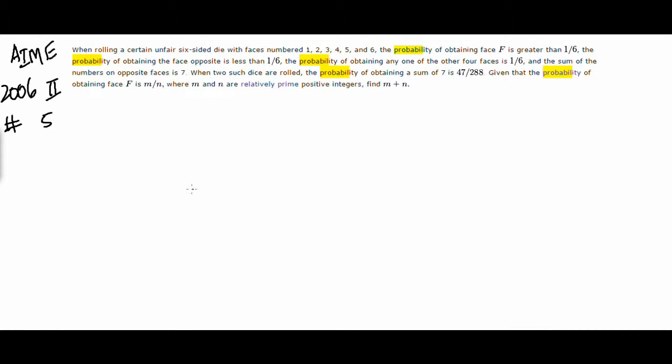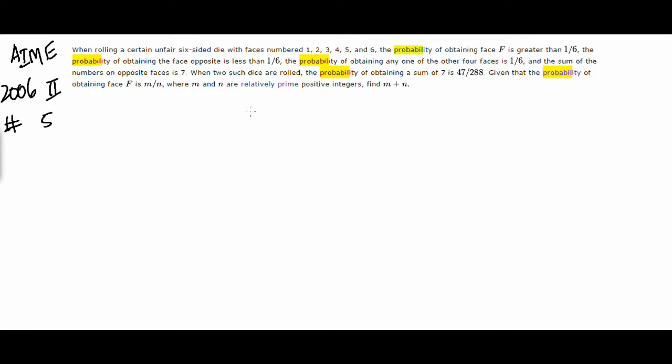Today we're going to do AIME 2006 number 2, number 5. It's a probability problem. Probability problems turn up a lot in AIME, so I decided why don't we practice some probability today. Look at the problem, read it, pause the video if you need to, and try to solve it. It's not that hard. Well, it's hard for some people. But it's one of the simpler AIME problems is what I meant to say.